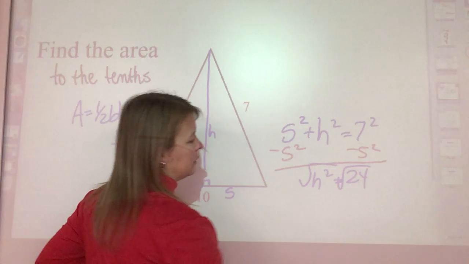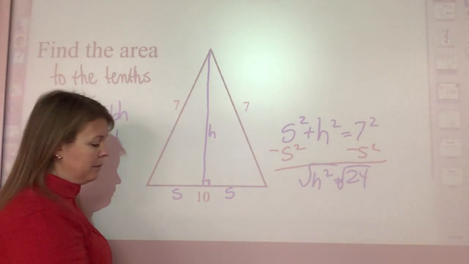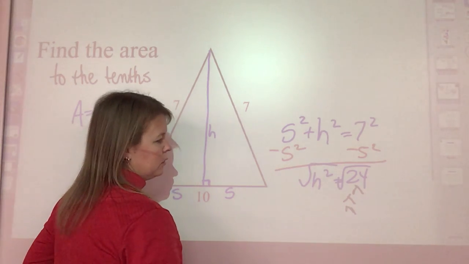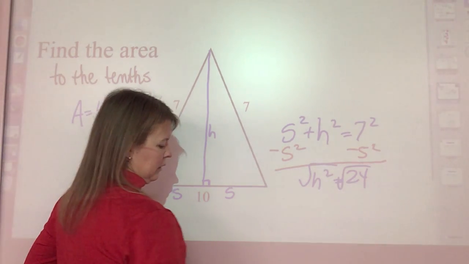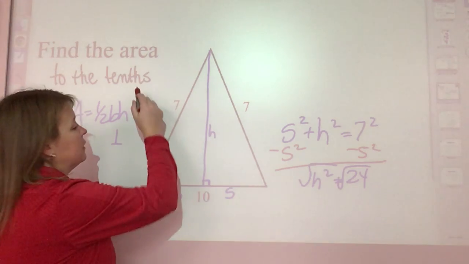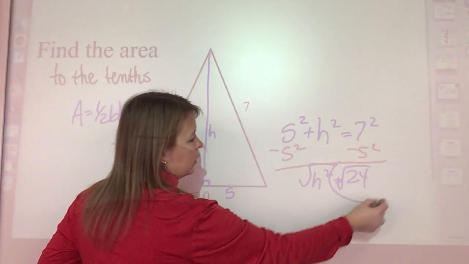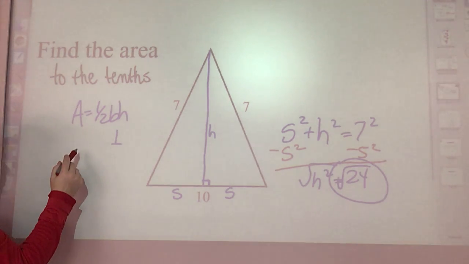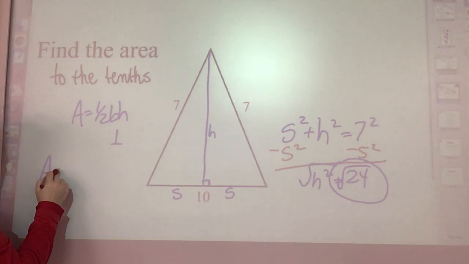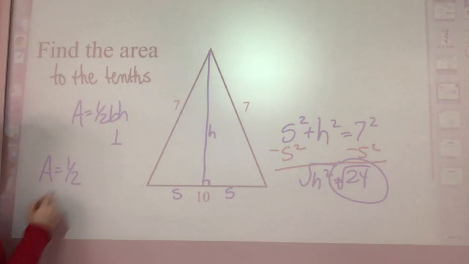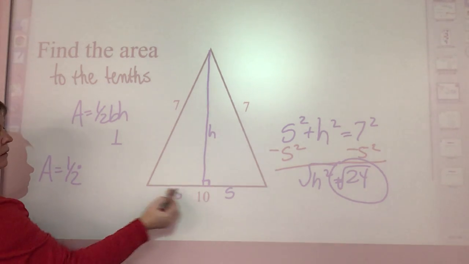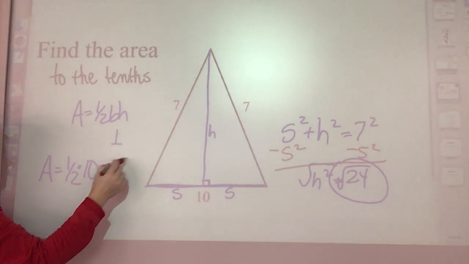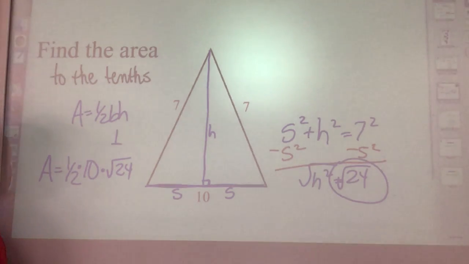You could square root this, and you could take the time to break down 24 and do factor trees, but you might as well not because it wants a decimal anyway. So your height is the square root of 24. Come back over here and plug it into the formula. Area equals 1/2 times the base, which was 10, times the height, which is square root of 24.